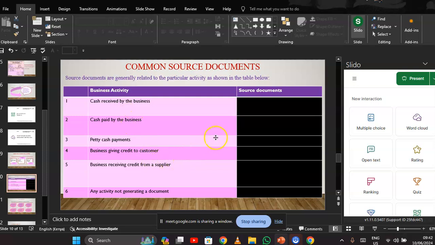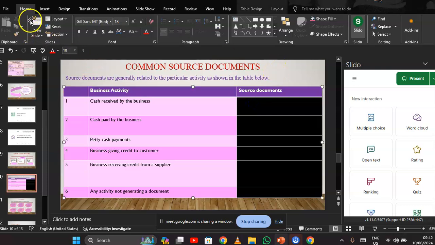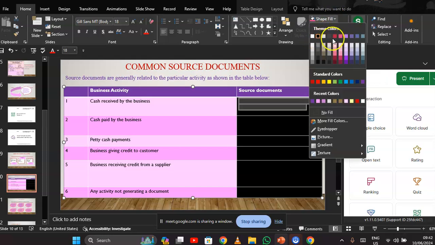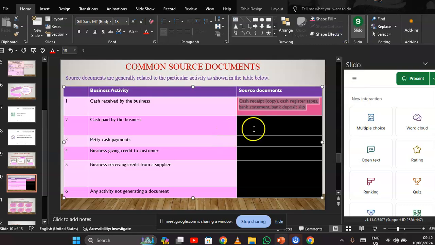I am going to reveal now the source documents I have presented here so that you assess yourself. The first transaction is on cash received. Let us see now what you have. Did you indicate something like that? We have cash receipt, cash register tapes, bank statement and bank deposit slips.